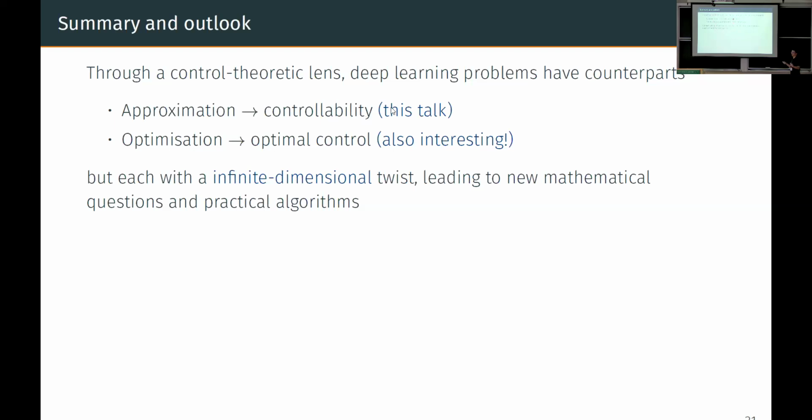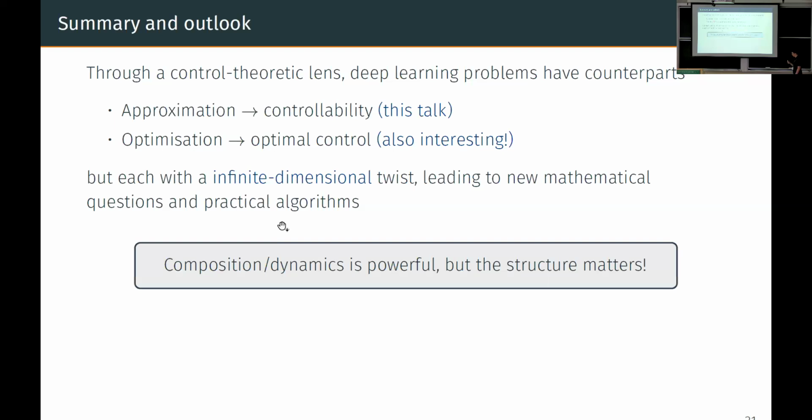There's an infinite dimensional twist to it, right? So this control is simultaneous and in all data points. And of course, this optimal control is also in the mean field sense. Okay, so the key takeaway, I think, is that this composition is very powerful in building complexity, but there is a very inherent bias towards what kind of function admits a good representation or approximation. And this is still to be discovered.